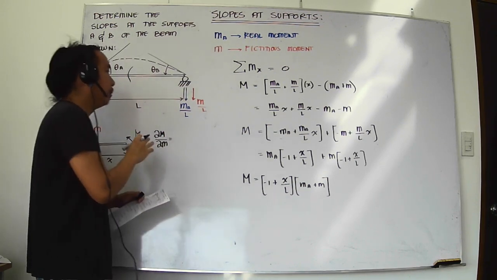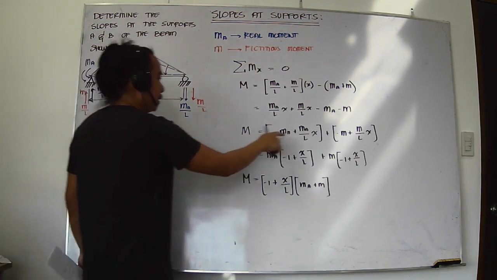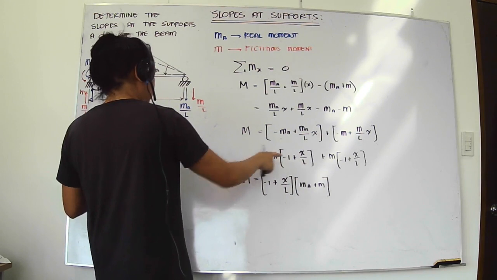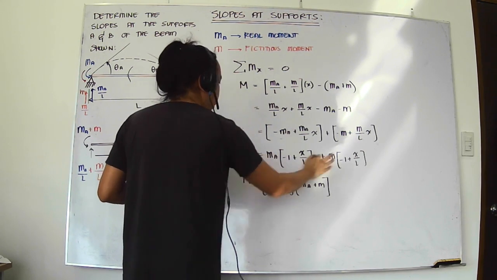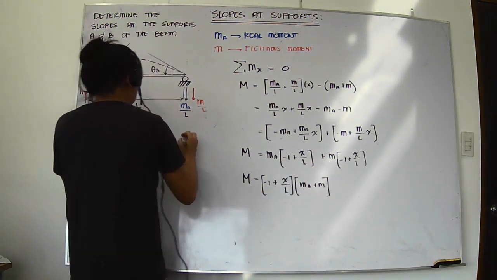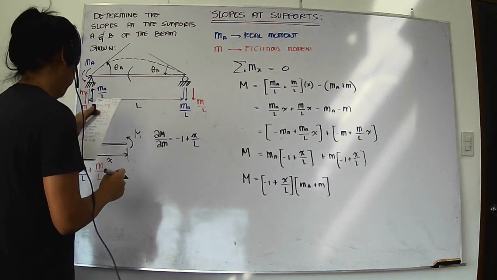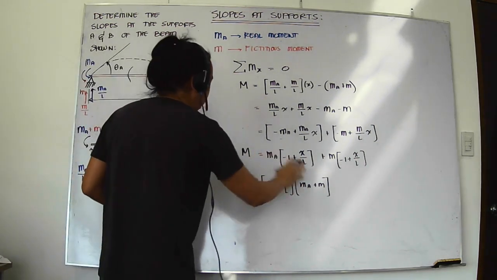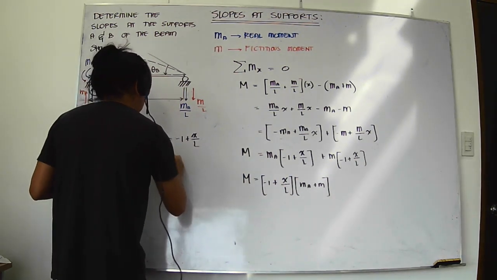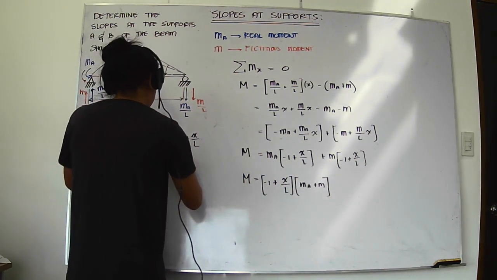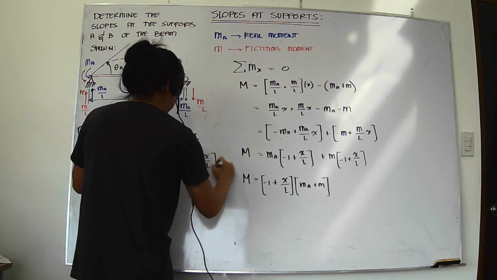We differentiate that with our fictitious moment, which is small m. Right? If we do it this way, we will just have what we had earlier, which is negative 1 plus x over L. So something like this. If I remove the fictitious moment, it will disappear. So that would just result to MA multiplied by negative 1 plus x over L. So something like this.